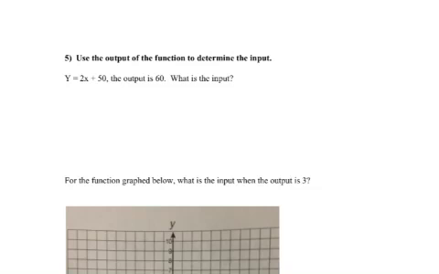Now this time we're doing it a little bit different. Use the output, which is your y, to determine the input, which is your x. So make sure you're plugging it in for your output. So instead of y, that's my output. So I would say 60 equals 2x plus 50.